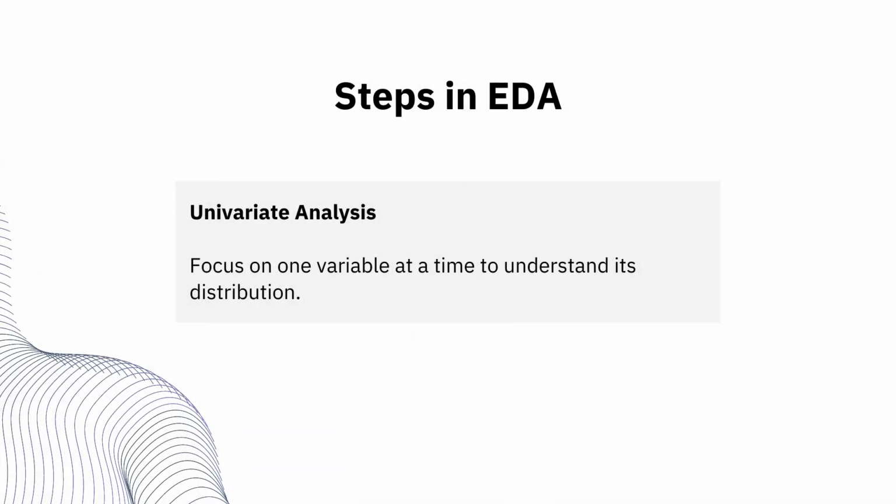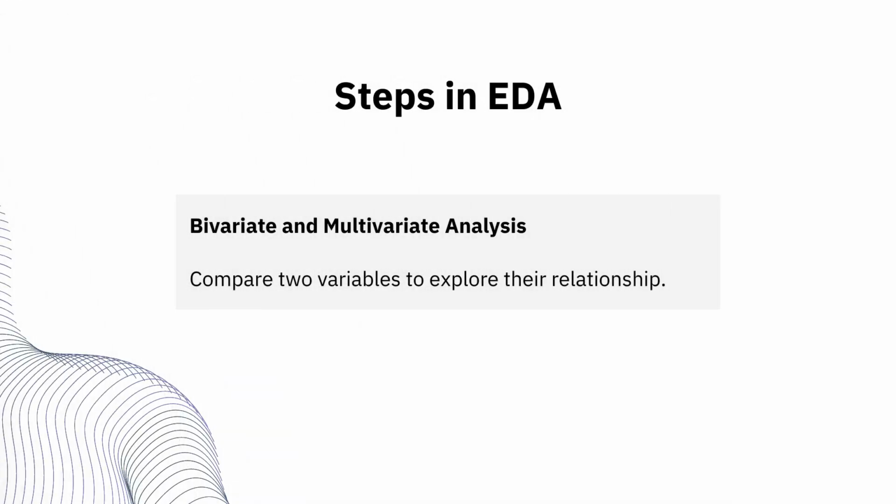Univariate analysis focuses on a single variable to understand its distribution. For numerical variables, we often use histograms, and for categorical variables, bar charts are effective. Bivariate analysis looks at two variables to understand the relationship between them. We can use scatter plots for numerical data or contingency tables for categorical data. Multivariate analysis expands this by examining more than two variables at once, often using pair plots to visualize relationships.